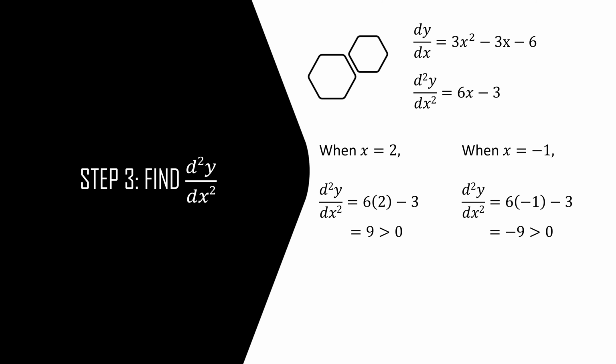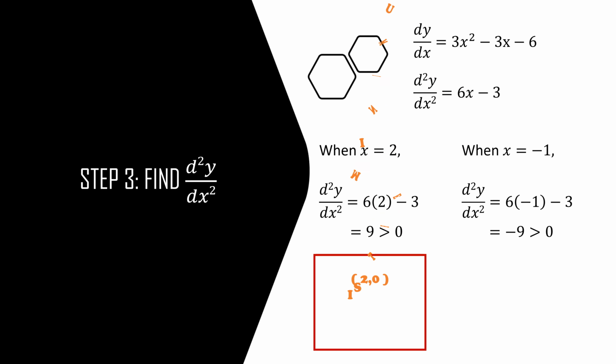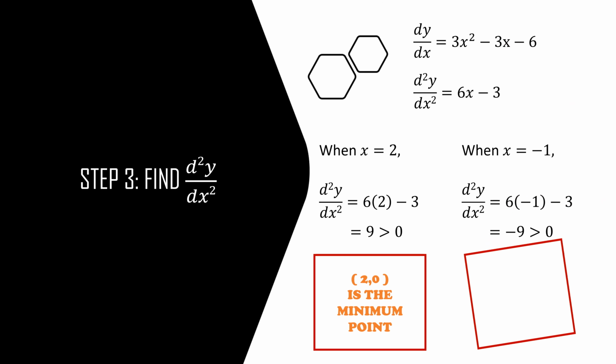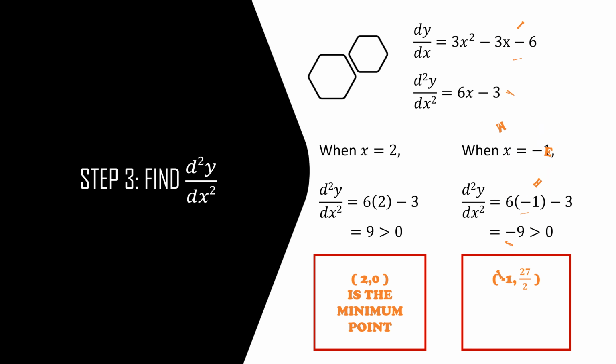As x equals 2 gets a positive value 9, which is more than 0, this means it is a minimum point. And as x equals negative 1 gets a negative value, which is less than 0, this means it's a maximum point. So now we can conclude that (2, 0) is the minimum point and (negative 1, 27 over 2) is the maximum point.